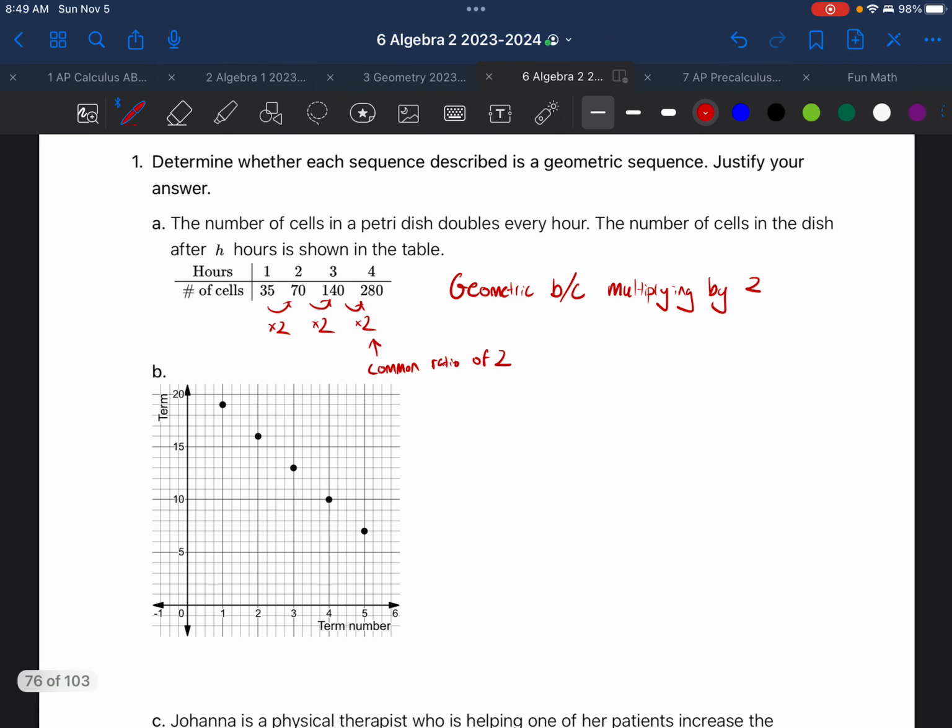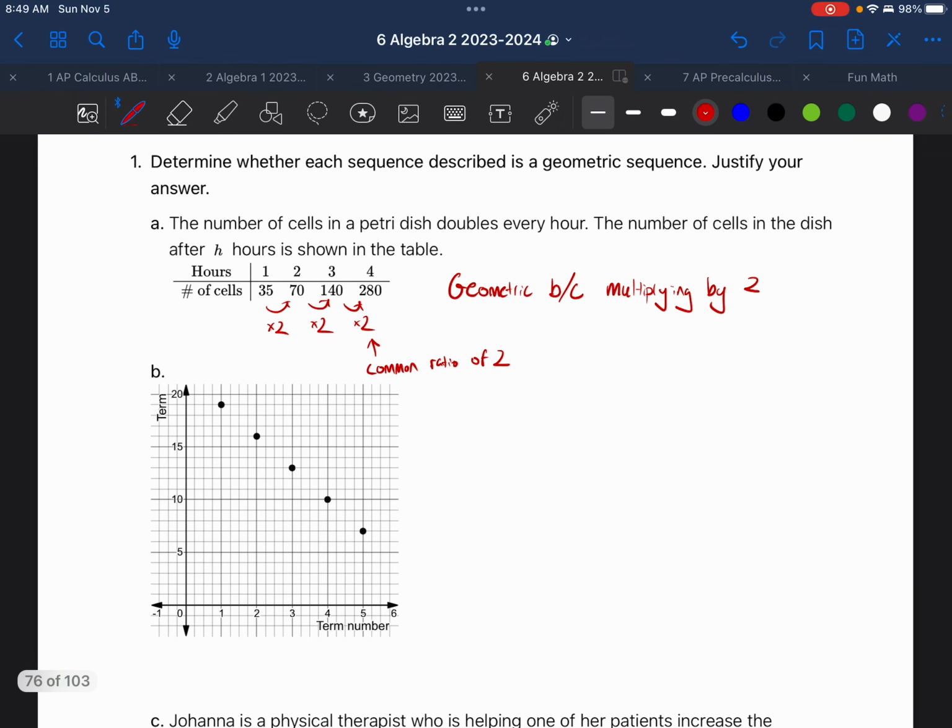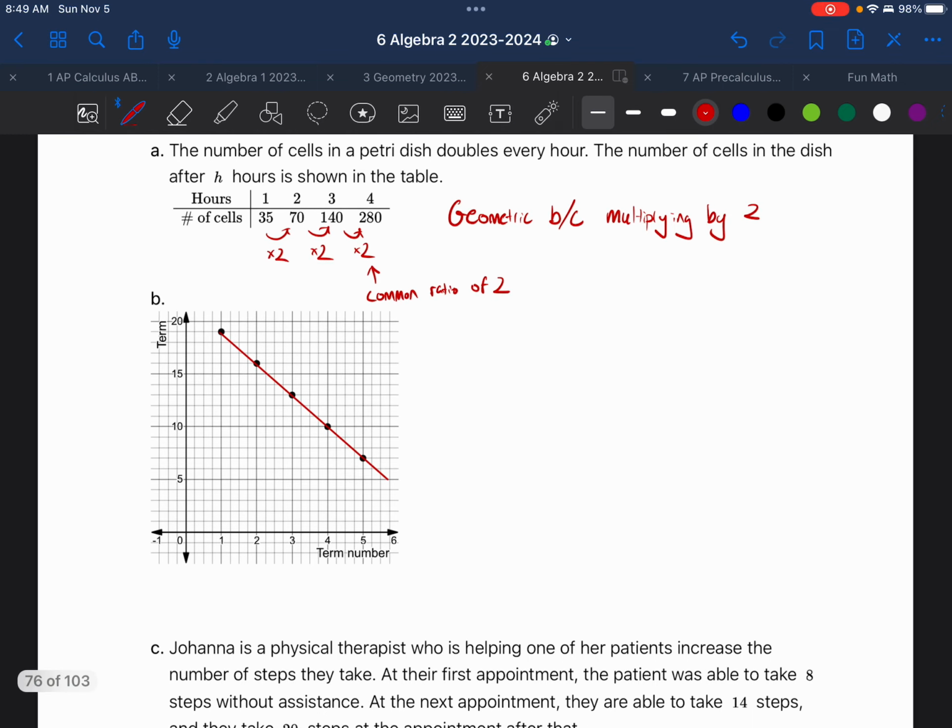All right, what about in B? If I connect these points with a line, oh, that's a terrible line. Does this line look curved or does it look straight? I would say that it looks straight. And if it's straight, it probably has a common difference. So if I'm at 19 right here and I go down to 16, it looks like we go down 3, 1, 2, 3, and probably down 3 again, 1, 2, 3.